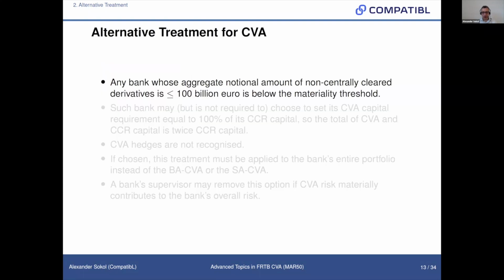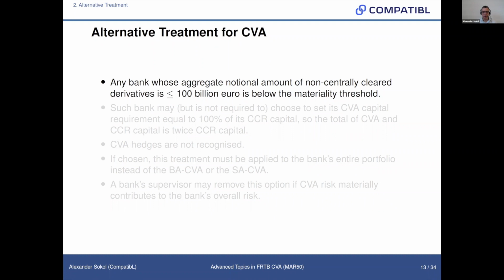All right, so what's alternative treatment? It's literally just a few lines in the document, and it has to do with materiality threshold. So what's a materiality threshold? Materiality threshold is the threshold of notional for non-centrally cleared derivatives, because on centrally cleared derivatives, you assume the central counterparty doesn't default, so that's less of a concern for the regulators.